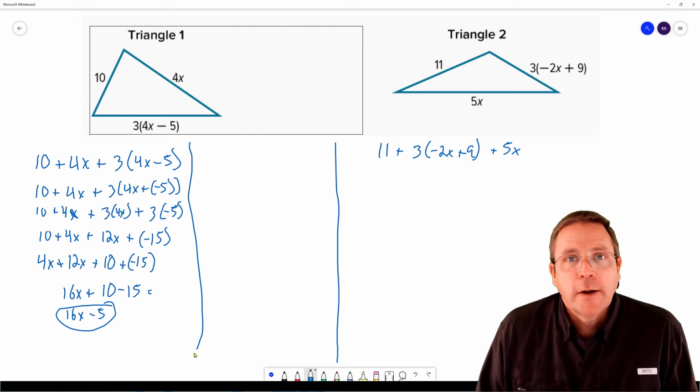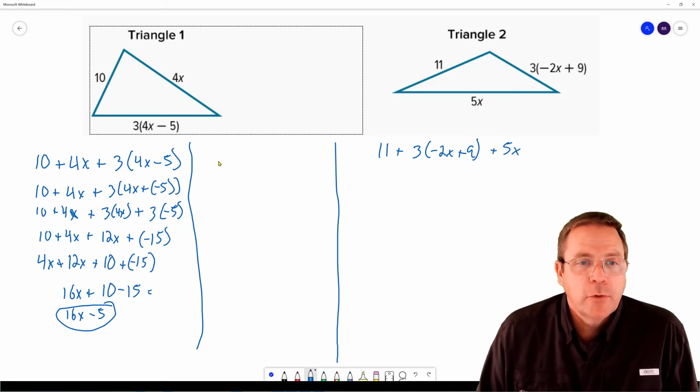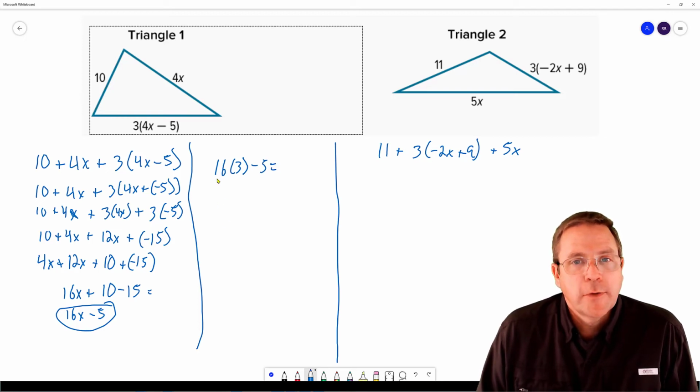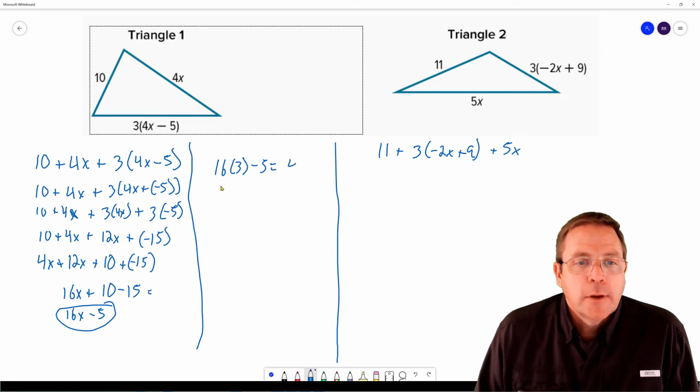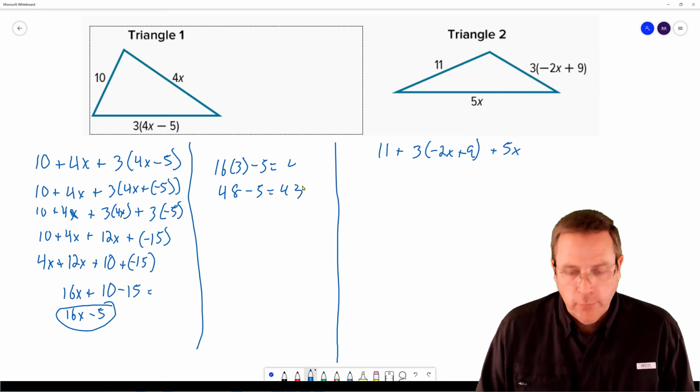I also have to find out what it's going to equal when x equals 3. So 16 times 3 minus 5 is equal to, that's going to be 30 plus 18, which is 48. 48 minus 5, and that would of course equal 43.